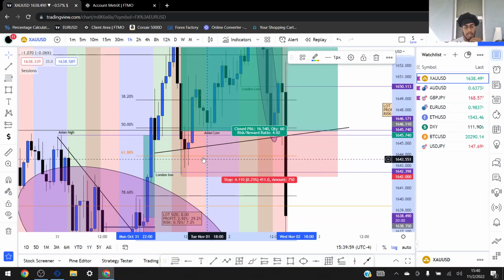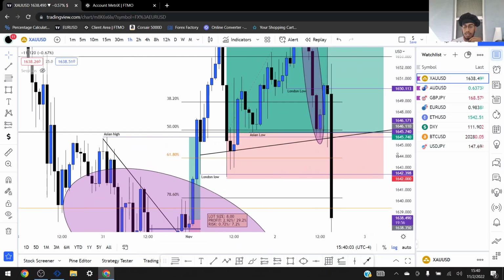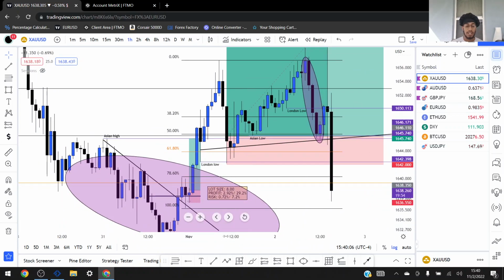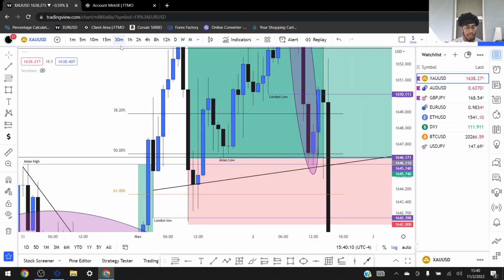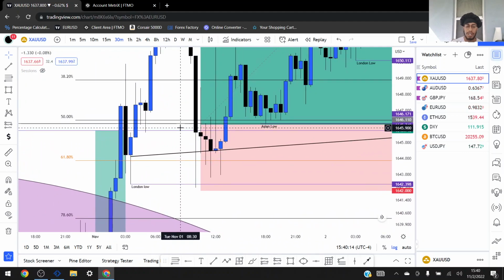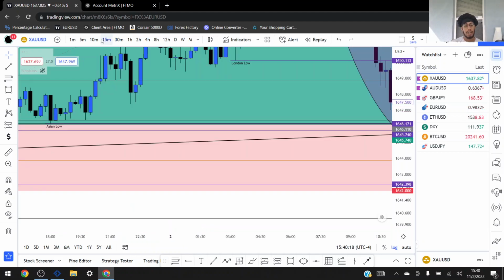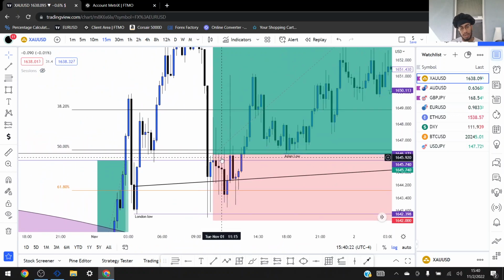So once this impulse came down, and it was along the, sorry about that, these sirens. But once it had touched this area, the 618 area, that's usually my entry area. That's like a zone for me, and I usually look for confluence within that area to trade for. So boom.